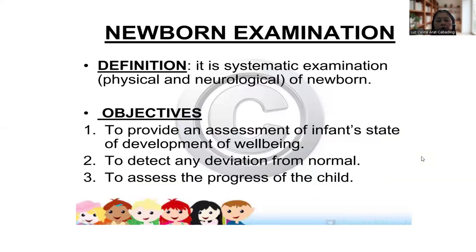So when we say newborn examination, this is a systematic examination. When we say systematic, there is a chronological step, and it involves physical assessment and neurological assessment. When you say neurological, we're really paying attention to the brain, not just the shape, not just the contours, but signs of its functioning.